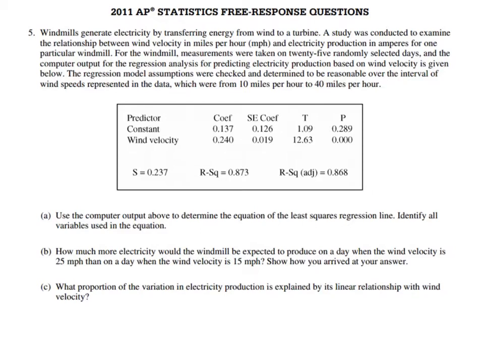Okay, so you can see our output, and the first question is use the computer output to determine the equation of the least squares regression line. Okay, so the first thing we've got to recognize is electricity production is what's being predicted here. So we're going to write that, and just in the interest of space and time, I may do some shortening up. So electricity. Spelling it wrong, I apologize.